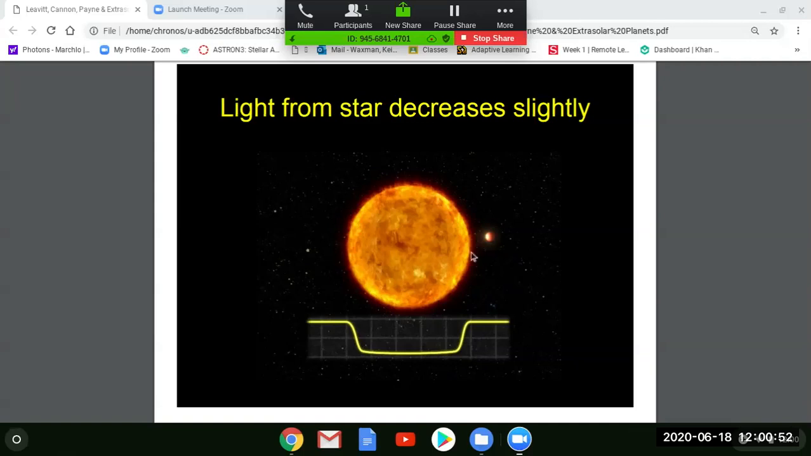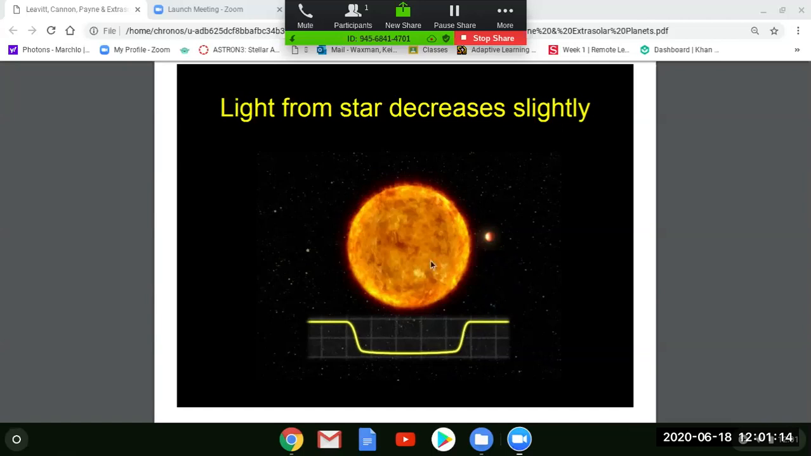And then when the planet moves away from the star, the starlight is back to its normal. And what we can tell is this. Look at this. Sometimes we'll see a dip when looking at a star, and then a certain amount of time later, we'll see that same exact dip again.